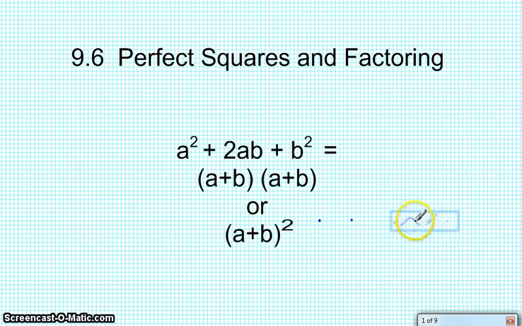Today we are going to talk about factoring perfect squares. They're actually called perfect square trinomials, and they look like this. They should be in the form of a squared plus 2ab plus b squared, and when you factor them, you should have them in the form of two identical binomial factors that look like a plus b times a plus b. So there's our a and our b there. And since they are identical, we can write them as a plus b squared.